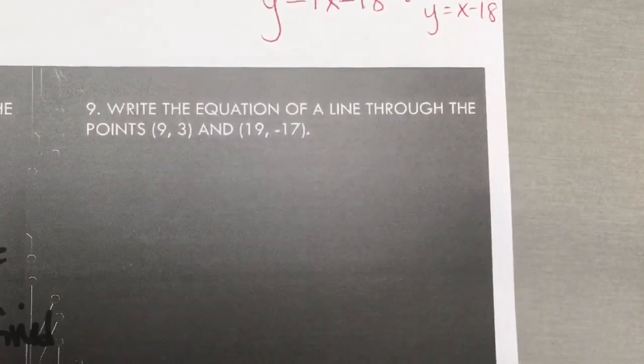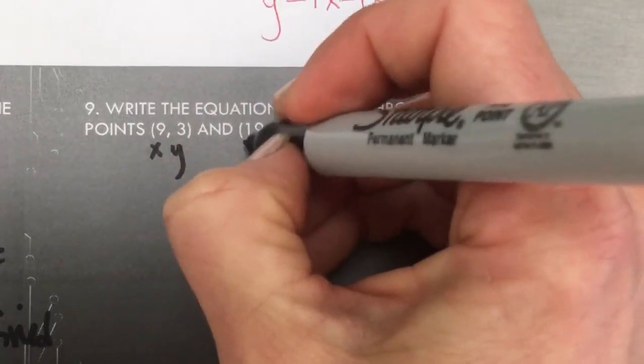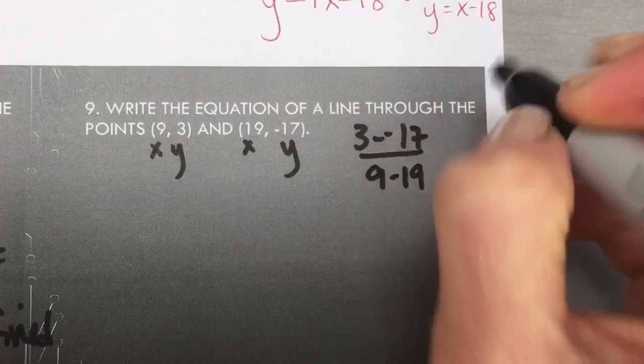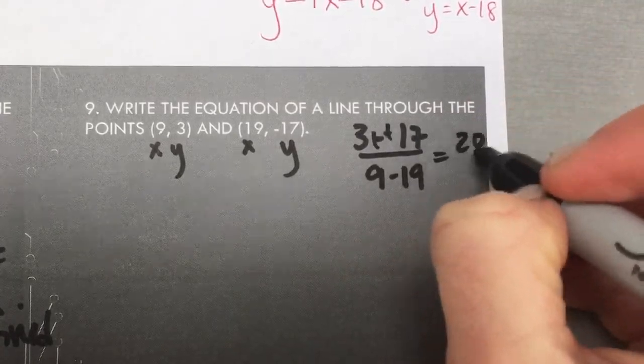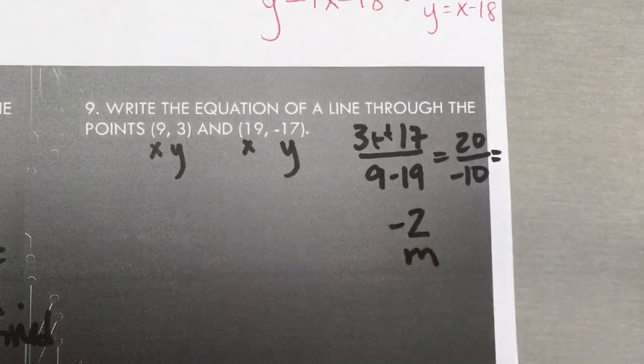Number 9, write the equation of a line through the points (9, 3) and (19, -17). So I have to find my slope. So y minus y over x minus x. So that gives me 20 over -10, which equals -2. That's my m. That's my slope.